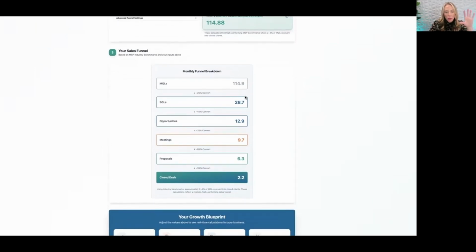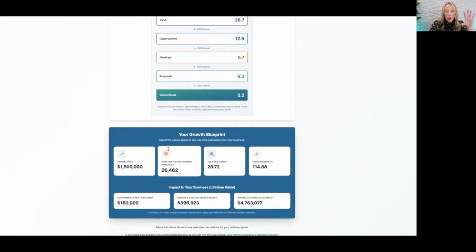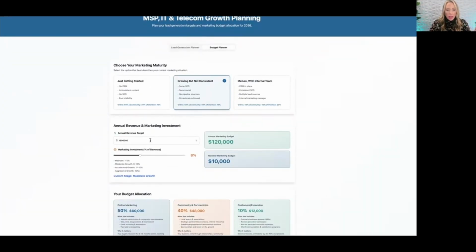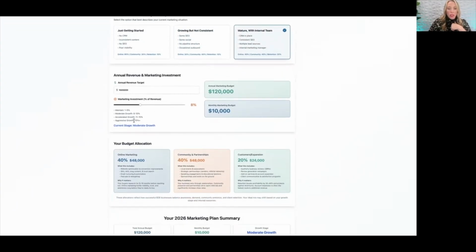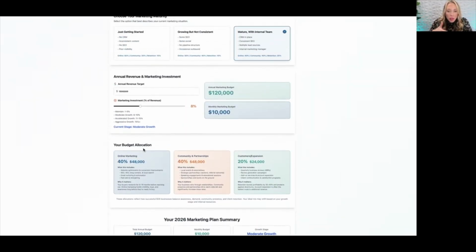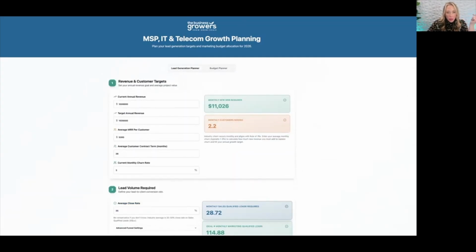This just helps you get more realistic about what that monthly funnel breakdown is going to be, and how much lifetime value you can create. You can also take this and go into my budget planner here and understand what it's going to take in terms of your budget and the breakdown, based on how aggressive you want to be, how mature you are, how much you're ready to spend in terms of growth, so that you can tell your team members, here's what's required to hit the goals that we want. Really useful tool, and make sure that you take a little bit of time to back into those numbers as a baseline as you're planning out your 2026.